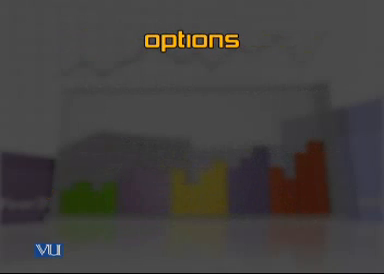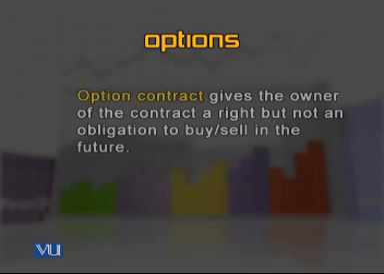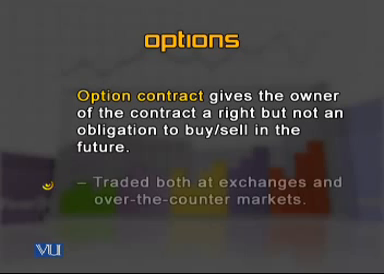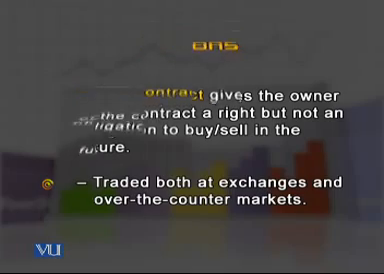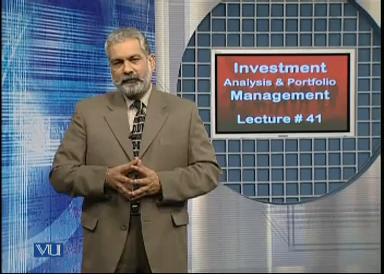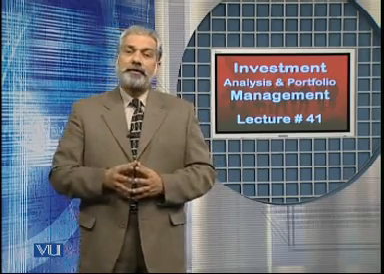Options, once again, get a hold of the word options, gives the owner of the contract a right, but not an obligation, to buy or sell in the future. Traded both at exchanges and over-the-counter markets, but you can abandon an options contract whenever you want to. You don't have to go all the way and complete the contract, which is the major difference between a futures contract and an options contract.